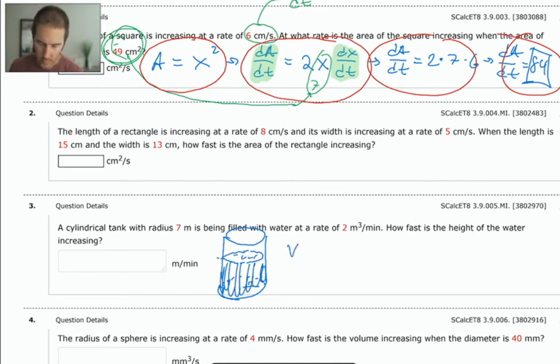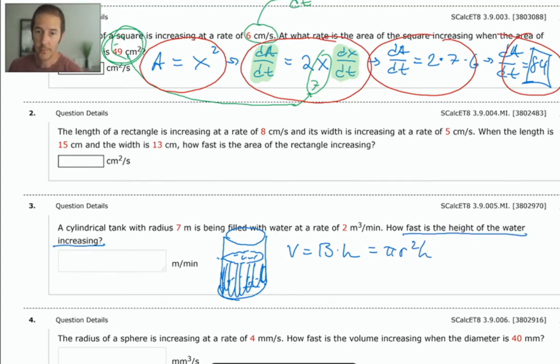The volume of a cylinder is equal to base times height. I used a capital B for base because the base is actually the area of a circle. So in this case, this is equal to pi r squared h. And cylindrical tank, radius 7, filled with water at that rate. How fast is the height of the water increasing?